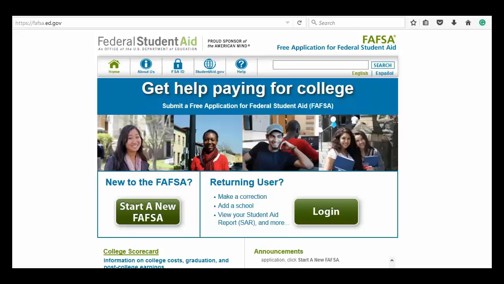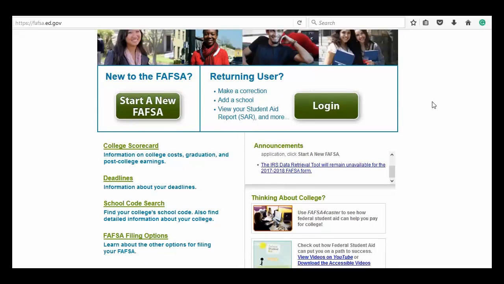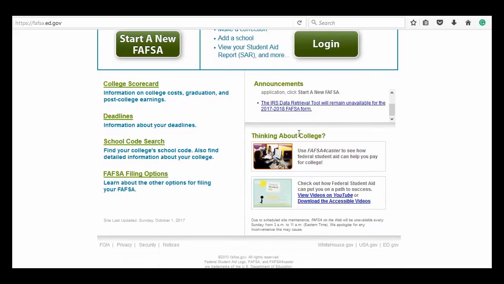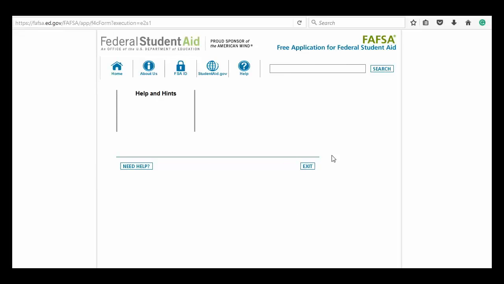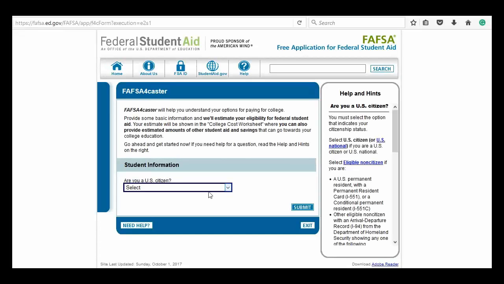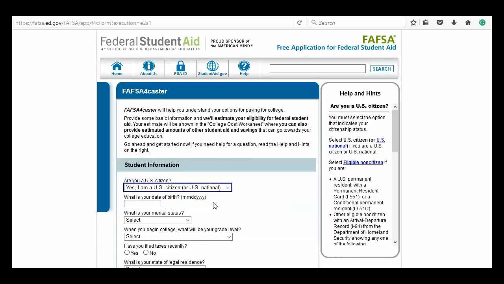So I'm going to actually go to fafsa.edu.gov, and if I scroll down, I will be able to click on the link that says Thinking About College. Use the FAFSA forecaster to see how your federal student aid can help you pay for college. So I'm going to collect, I am a U.S.